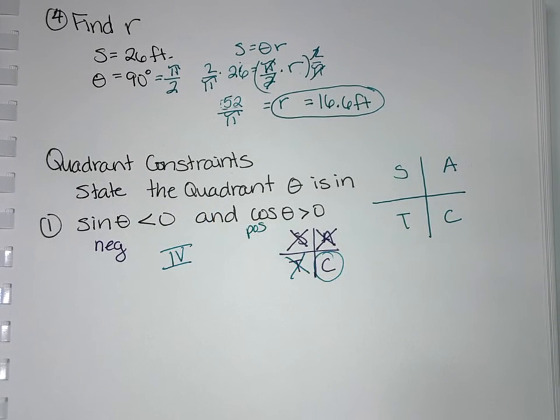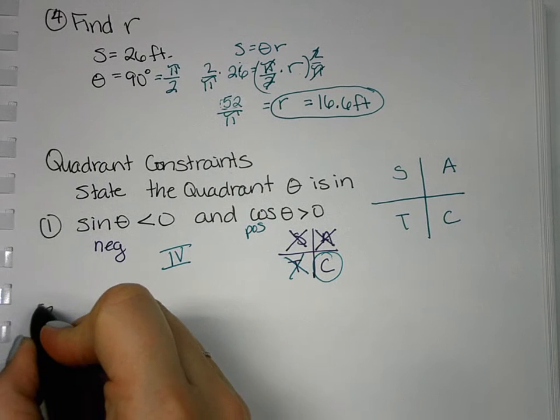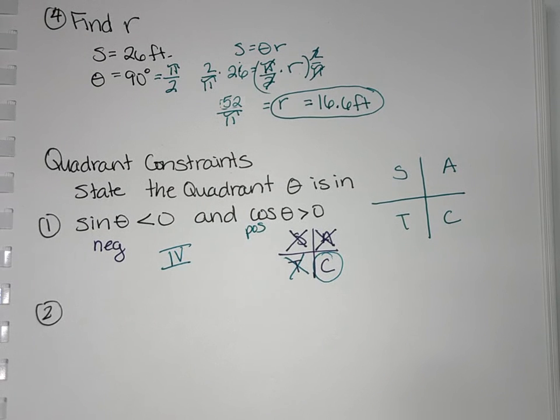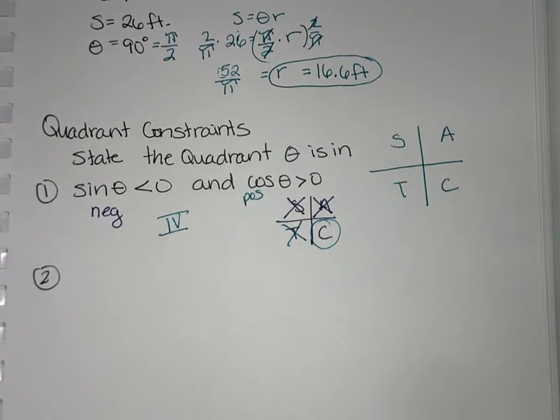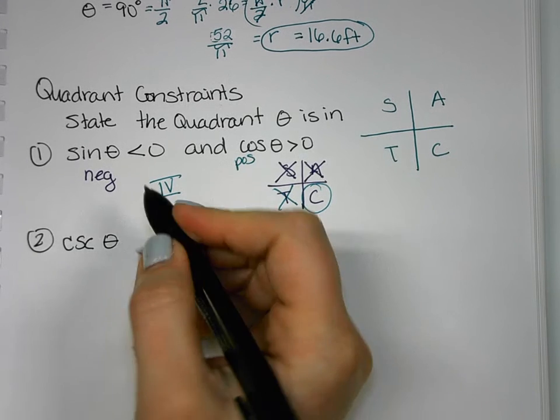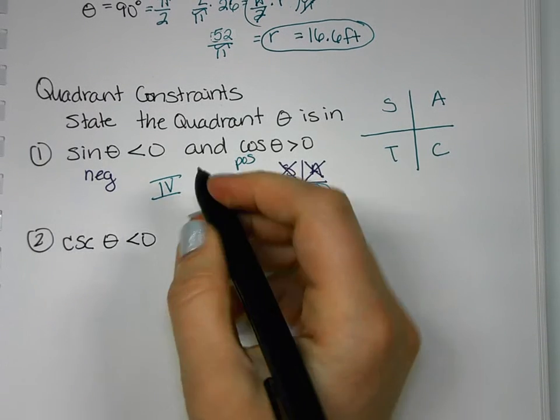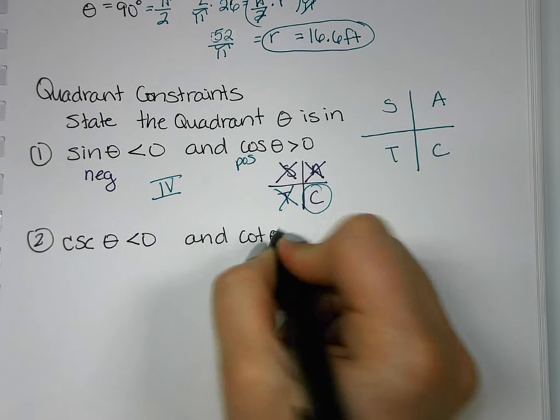And so this will help you narrow down where a theta might have to be when we're doing some problem solving. So we're going to do a couple more where we're just going to practice quadrant constraints so that we get a good idea before we jump into the next type of problem using quadrant constraints. So our next one is cosecant of theta is less than 0, and cotangent of theta is greater than 0.